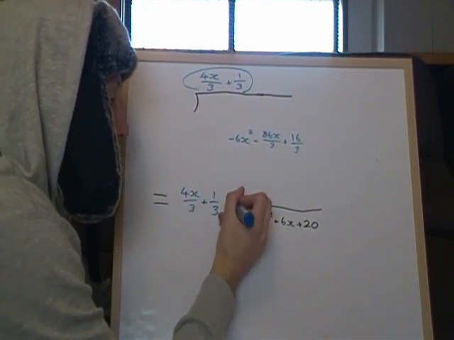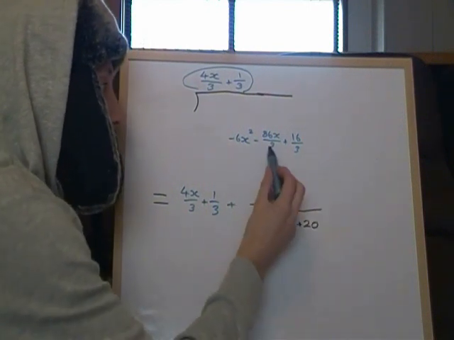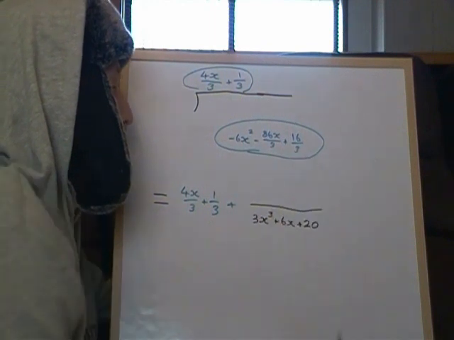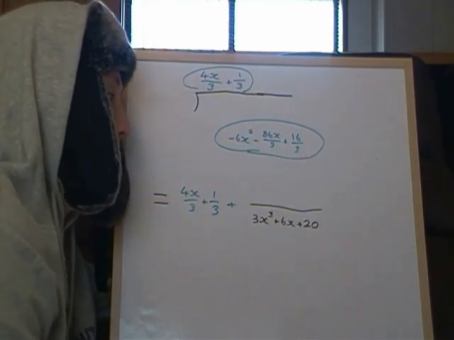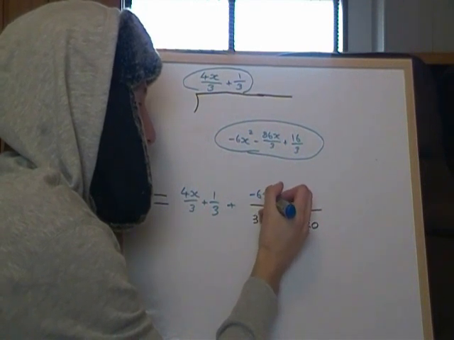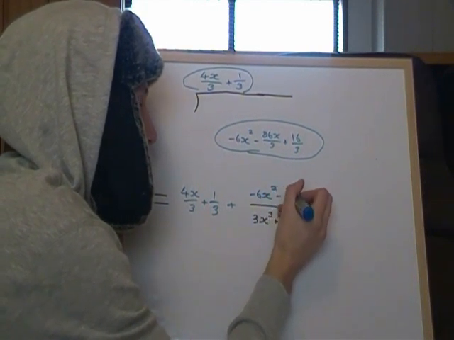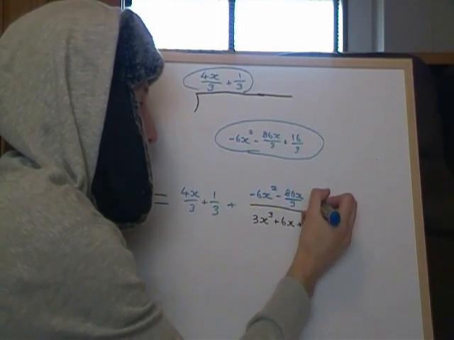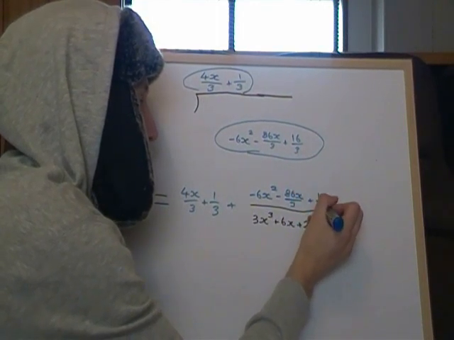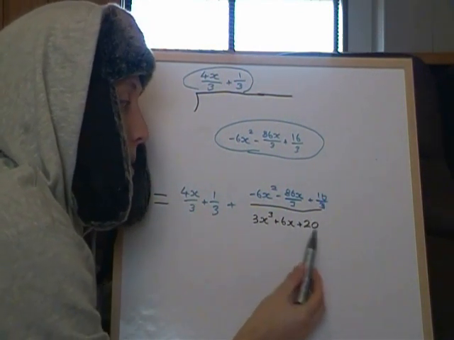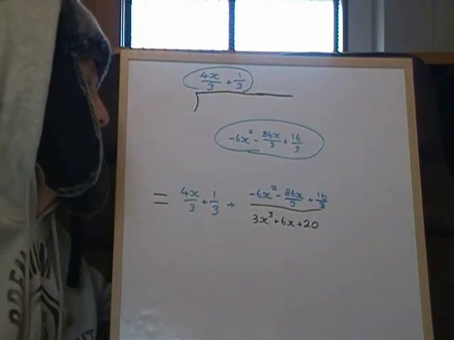Plus a third. And what was on the very bottom row was the remainder after the long division, so that's yet to be divided by the original denominator, and that can be written as such: 16 on 3. So all of that still divided by 3x to the power of 3 plus 6x plus 20, and that's your answer.